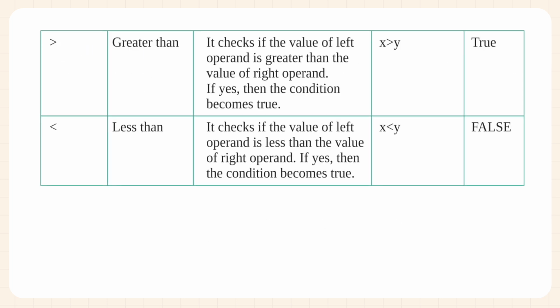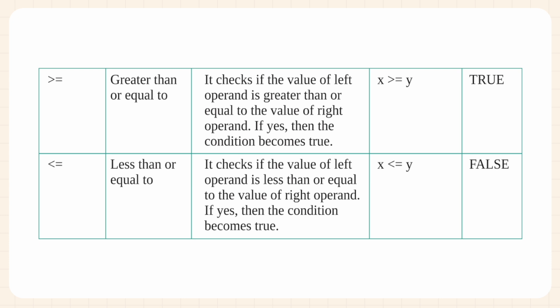Greater than. It checks if the value of left operand is greater than the value of right operand. If yes, then the condition becomes true. x > y, true. Less than. It checks if the value of left operand is less than the value of right operand. If yes, then the condition becomes true. x < y, false.